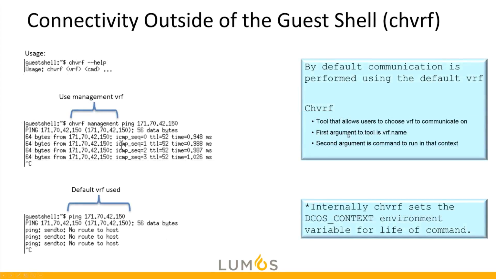Now, by default, communication is performed using the default VRF. However, just like I can chown and chgrp to change ownership or group membership, I can chvrf, right? So I can change the VRF, which is a custom tool that Cisco wrote to allow me to choose which VRF I want to interact with. And then I could do, for instance, chvrf management and issue a ping from the guest shell. Otherwise, it's just going to be using the default VRF.